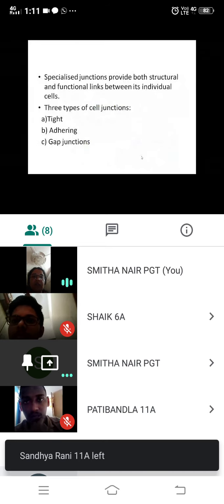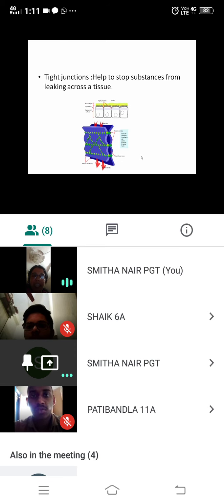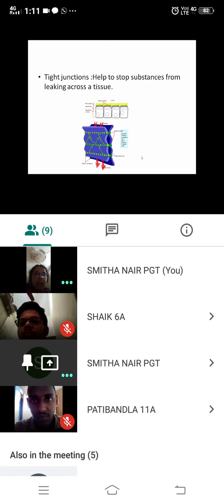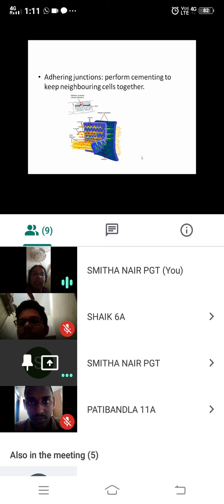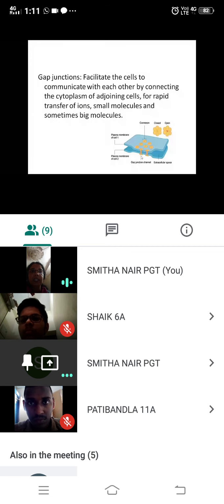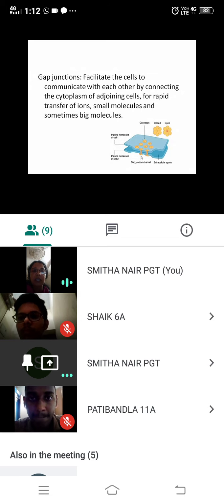So what are the three junctions we have studied? Tight junction, adhering junction, and gap junction. Tight junction means they are very tightly packed, so there will be no movement, leakage will not take place. Adhering junctions help in cementing the cells together. They act as cement. And gap junctions mean there would be some gap. They help the movement of ions or molecules from one cell to another. That is gap junction. Clear? Is this clear, children? Yes.